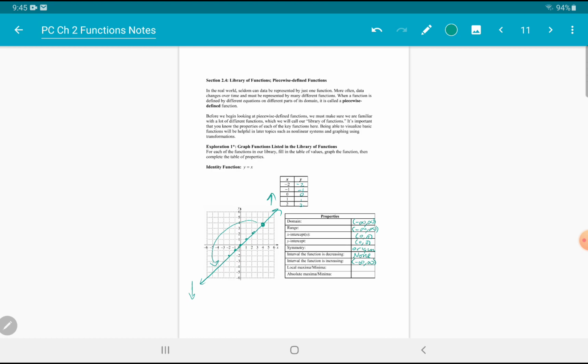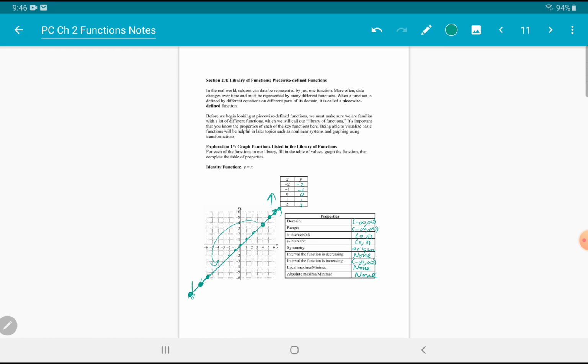Do we have a local max or min? Do we have a highest point or lowest point on the graph? No, we don't. This graph keeps going down. So whatever point you choose, there's always something lower to the left, so we don't have that minimum. And the same thing goes for the maximum. There's always something more to the right, and so therefore it gets higher and higher, so there is no local max or min. If there is no local max or min, then it also goes to say that there's no absolute max or min as well. So none.